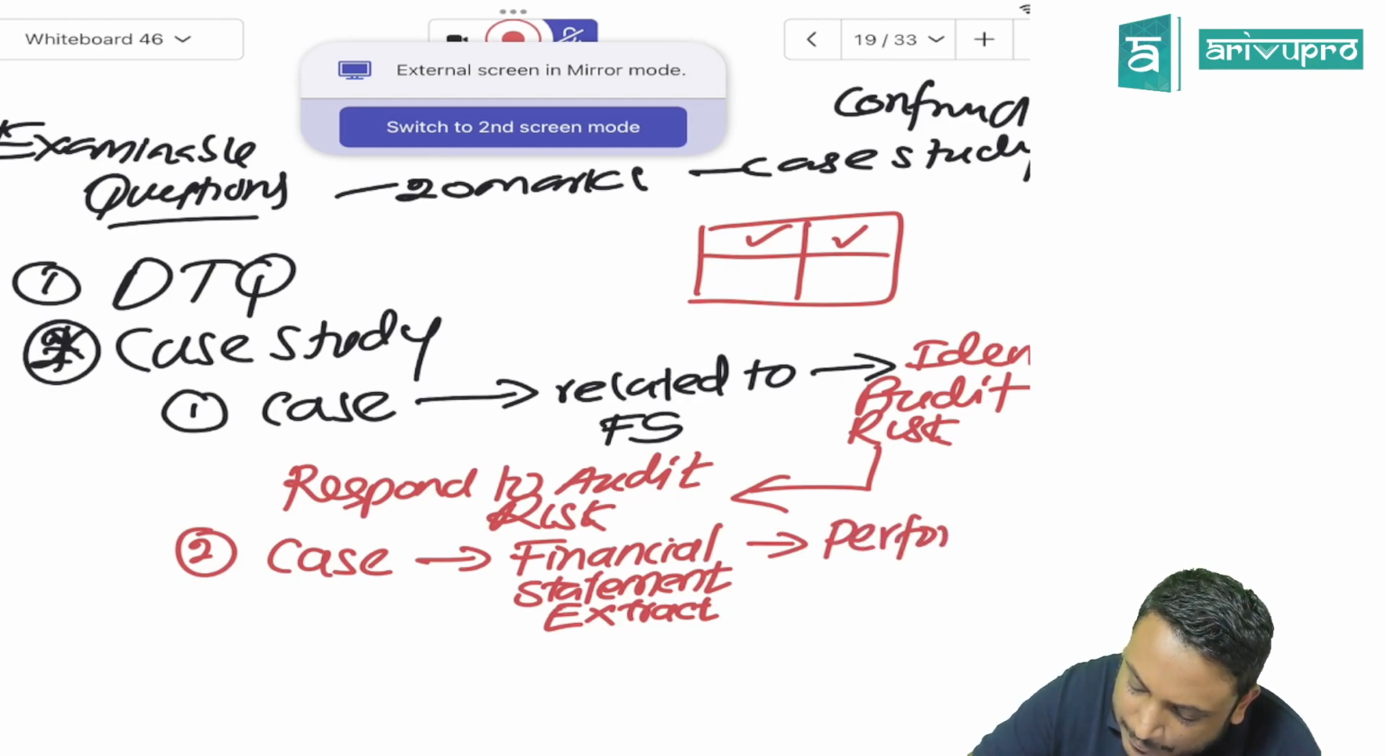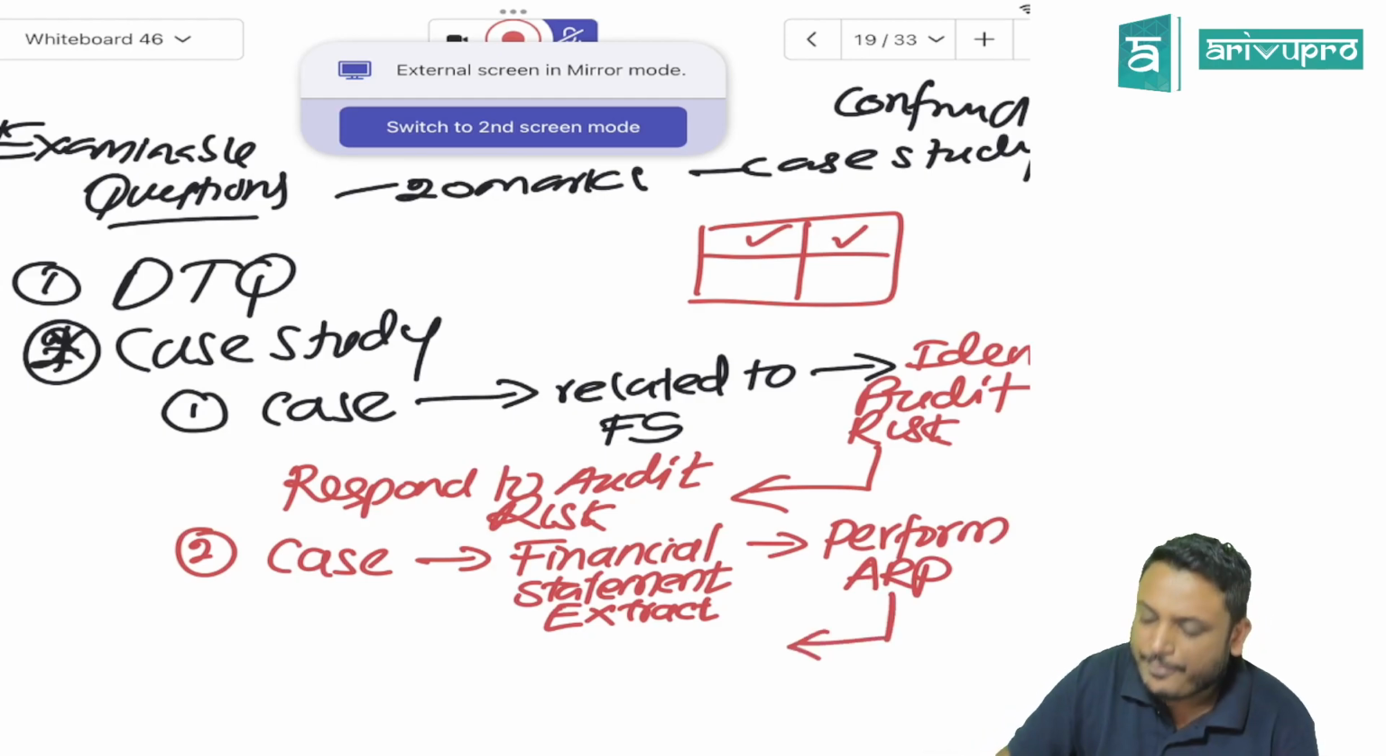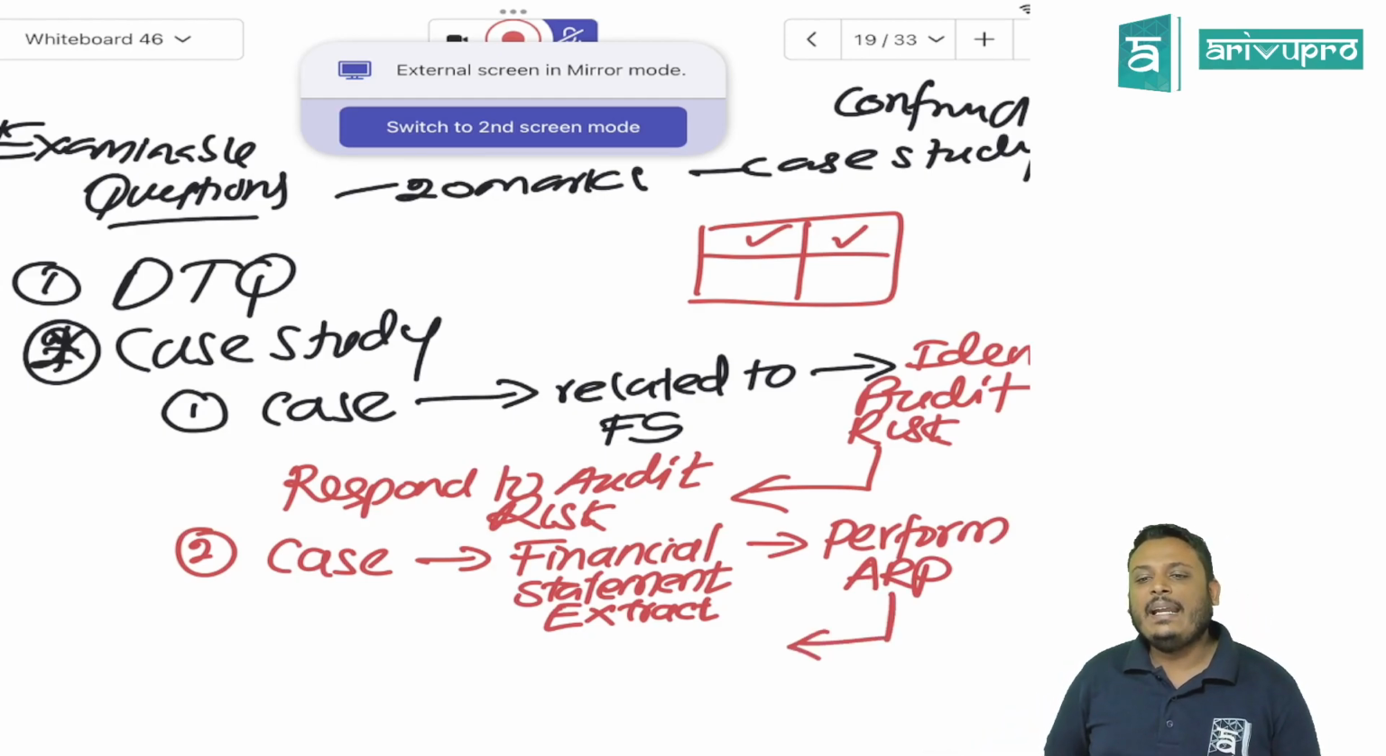Okay. Then perform ARP, analytical review procedures. They ask you to perform analytical review procedures. Analytical review procedures means simple ratios. To make it simple, it is ratios. Tomorrow I'll teach. No, this is day after tomorrow.